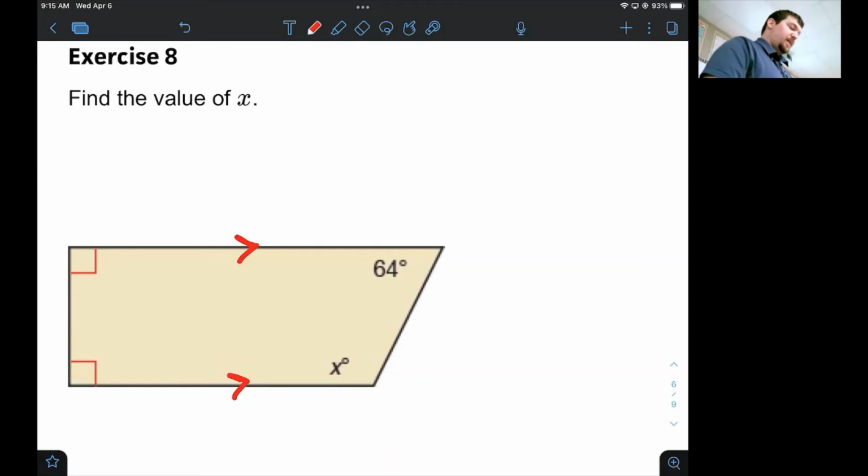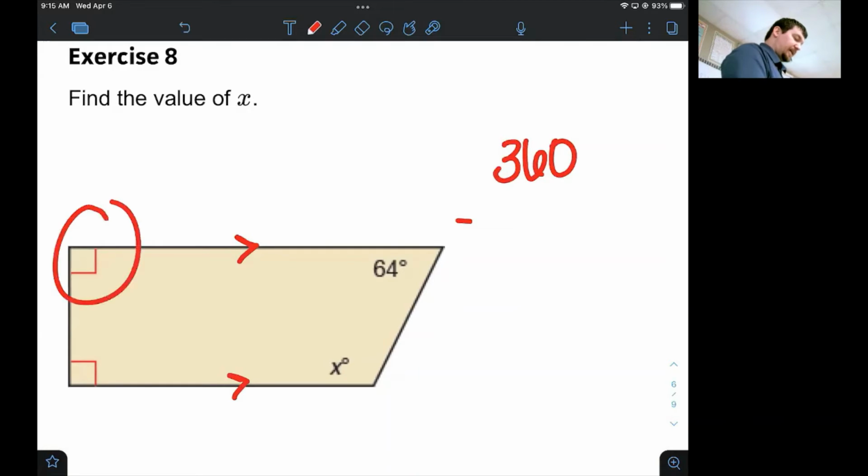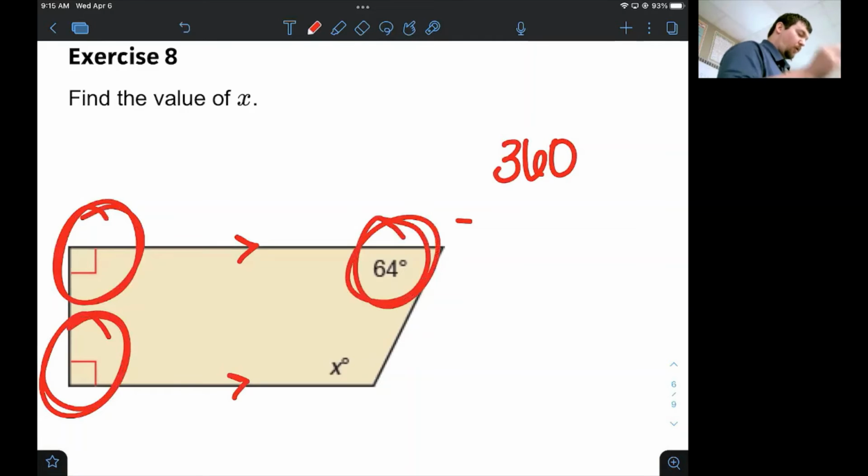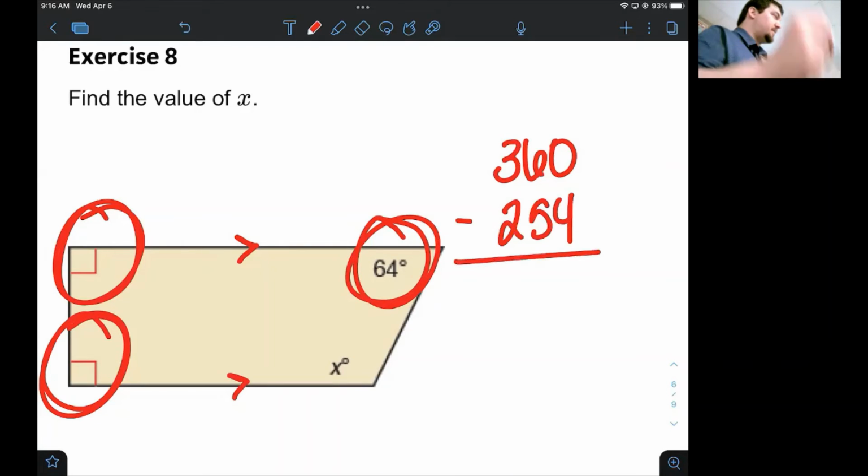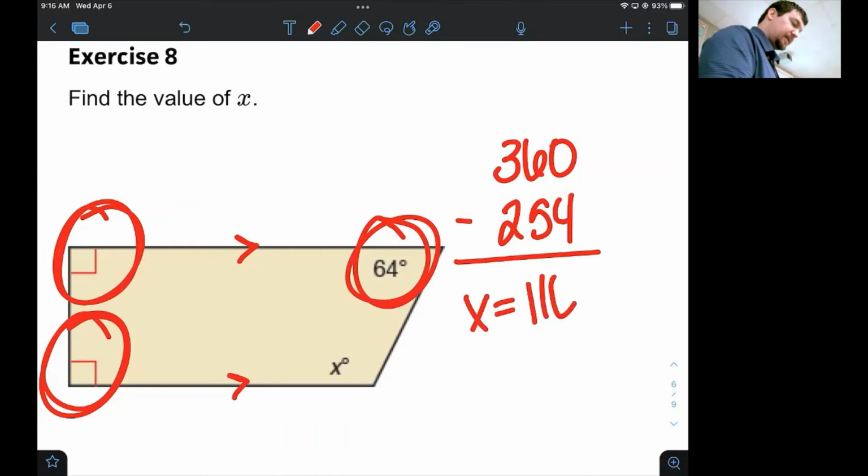So this is a trapezoid, and all quadrilaterals, if you add the 4 angles together, will add to what number? 360. If you've done last night's homework, you know that. So we're just going to write 360 minus, and then can someone tell me what 90, 90, and 64 adds up to? Jude, do you know the answer? What is that? 254? And then Jude, can you go ahead and subtract that and tell us what the missing angle is? 116. X is 116 degrees. Awesome. It just says find the value of X. If it says find the value of X, just put X equals.